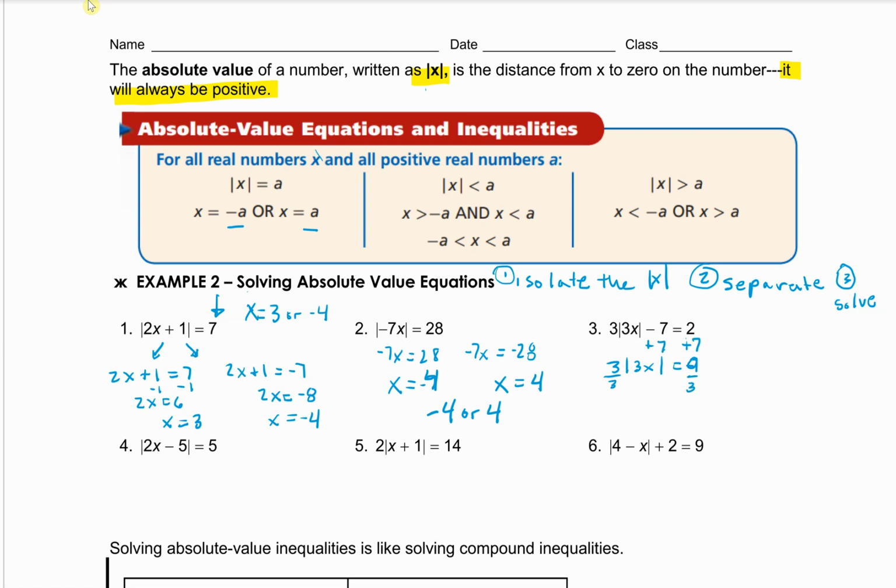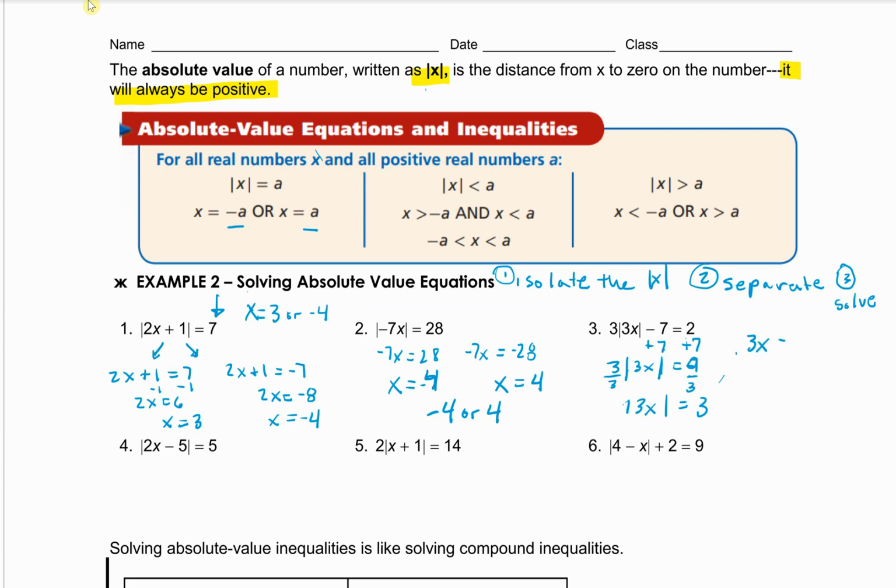So the absolute value of 3x equals 3. The absolute value bars are basically impenetrable. All right, nothing gets in these absolute value bars. You cannot distribute. So I can't make this 6x or 9x. I got to get rid of that 3. So I got to divide it. So once this is isolated, we are going to then separate.